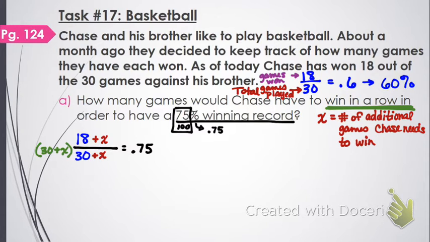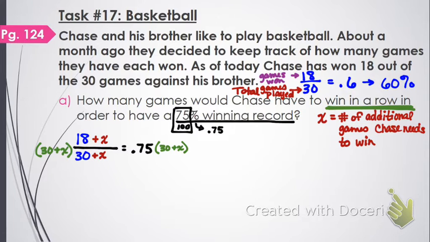Hey, Owen. Rules of algebra. If I do it to one side, gotta do it to the other side. So what should I do to the other side? Multiply by what? 30 plus x. If you do it to one side, you have to do the exact same thing to the other side.